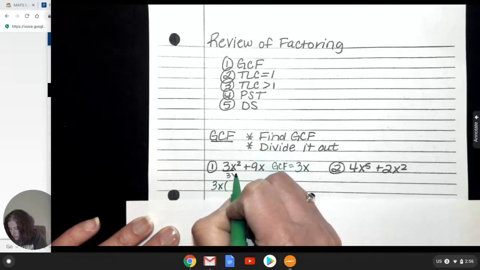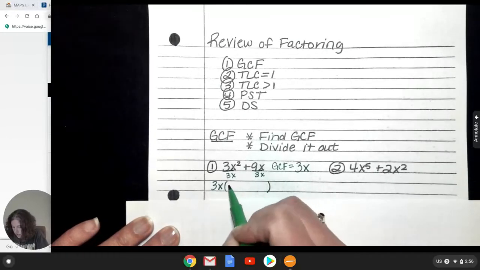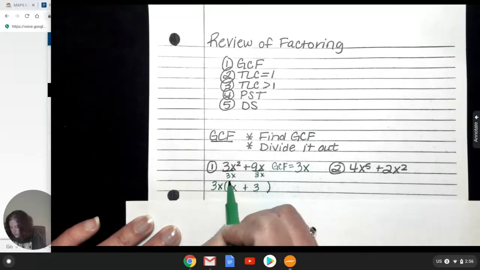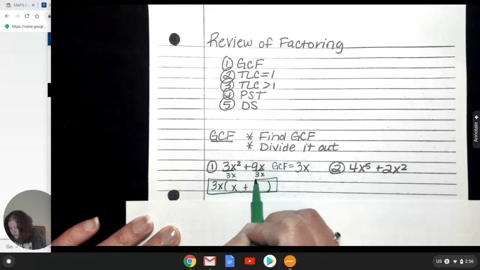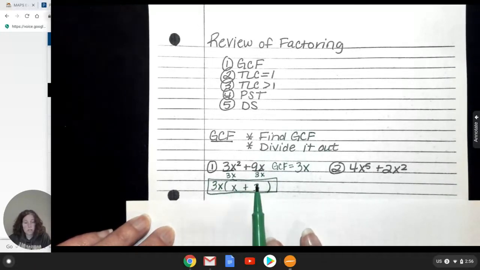And then you need to divide the 3x out of both of them. And I would get x plus 3. And that is my factored form. And that's what we're going to be using for the next section. 3x and then x plus 3. Remember, you could check it by distributing it, and it should equal what we had up there.